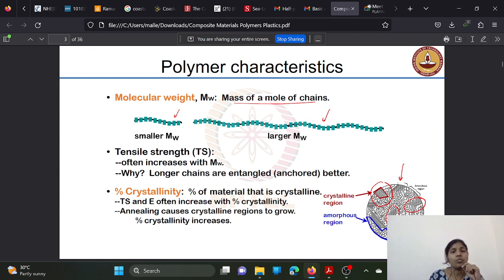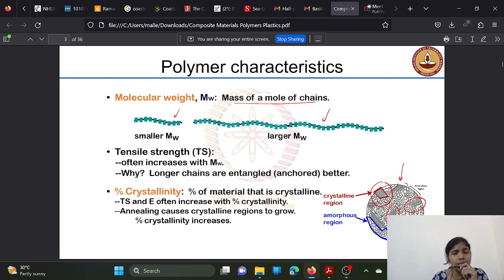Okay. So what is the importance of this crystallinity? Tensile strength and elastic modulus often increases with percentage crystallinity because it is arranged in an orderly manner. When it is arranged in an orderly manner, obviously the tensile strength and elastic modulus will be higher, like the mechanical properties of the material will be higher.